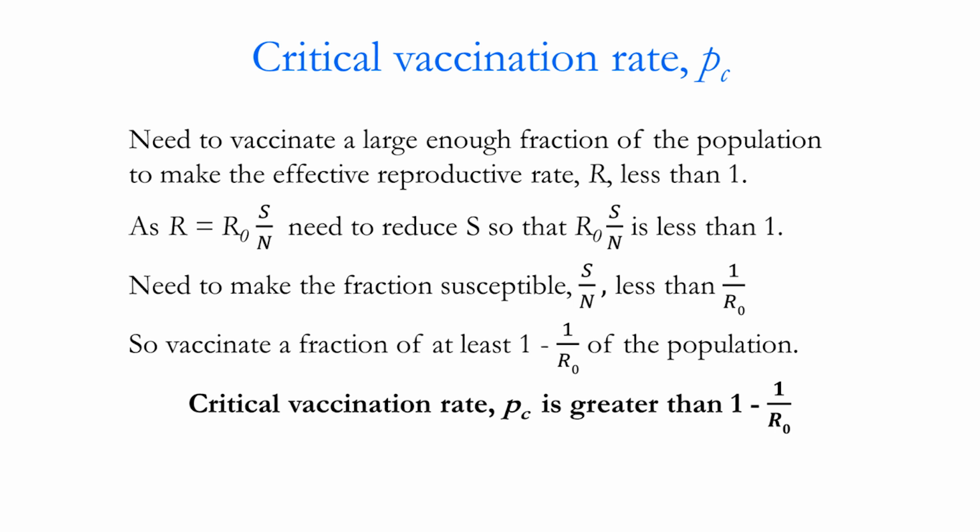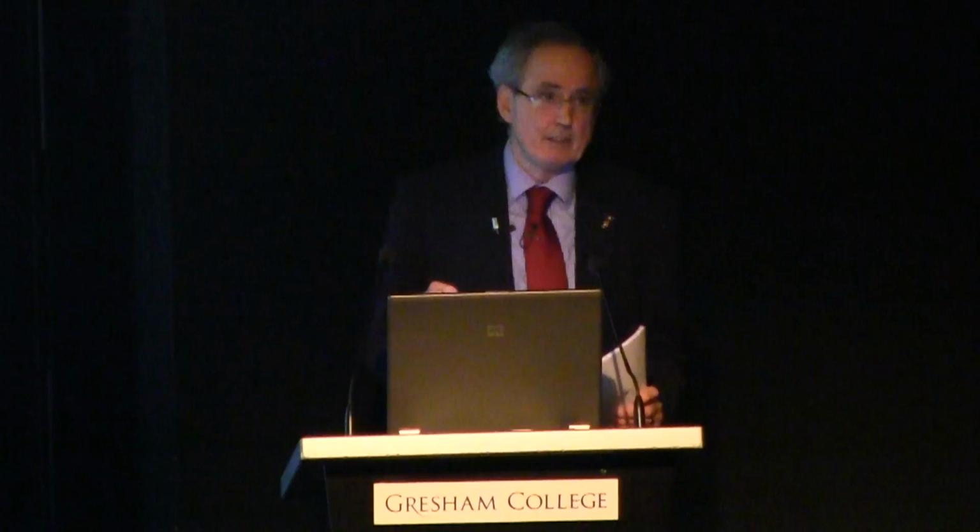And if we look at what these numbers mean for some common diseases, we've already seen that measles is about 15. We saw it went that range, centred around 15. So the critical vaccination rate, well, if you think of 1 over 15, turn that into a percentage, 15 goes into 100 about 7 times.